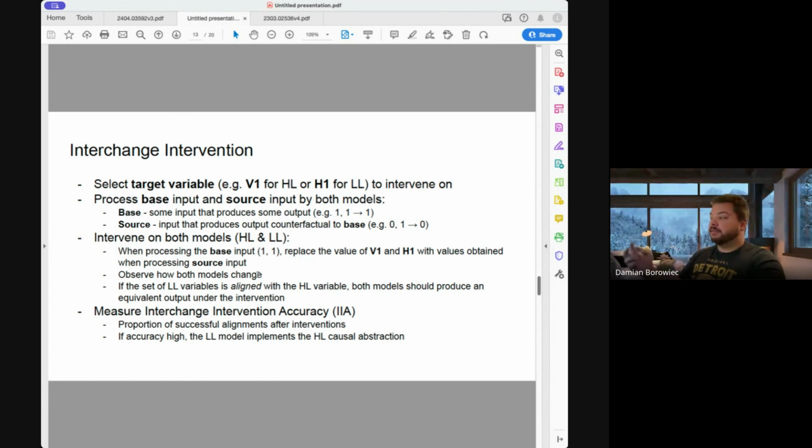If we have an alignment between the set of low-level variables and the high-level variable, both models should produce equivalent output under this intervention. Then we could propose several of these interventions, and measure an overall score or accuracy of this interchange intervention. If it's high, then that means that the low-level model implements this high-level causal abstraction. So this is how this generally happens in explainable AI.